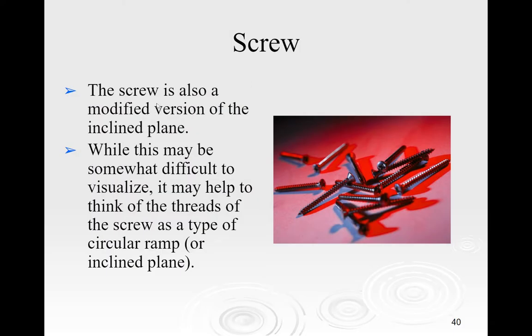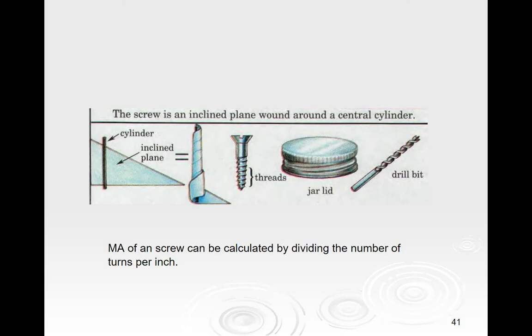And a screw is also a modified version of an inclined plane. Well, this may be somewhat difficult to visualize. It may help to think of the threads. You have to think about the threads of the screw as a type of circular ramp or inclined plane. So essentially, if you think about the threads, they're wrapped around as an inclined plane on a central object, which is the screw itself. So the screw is an inclined plane wound around a central cylinder, as I was just saying.